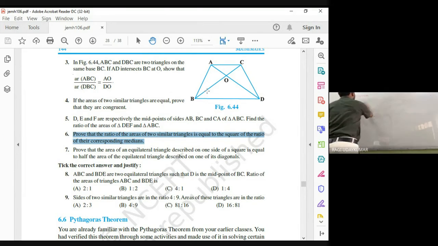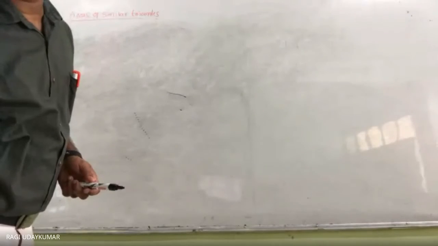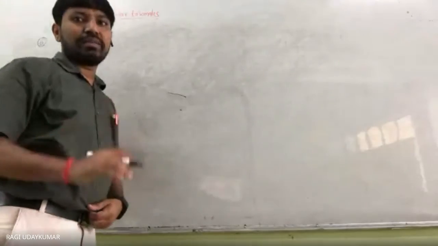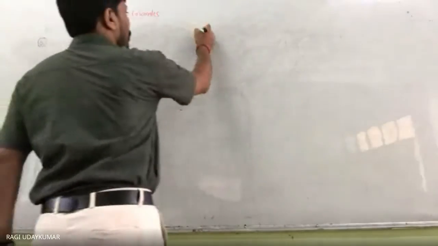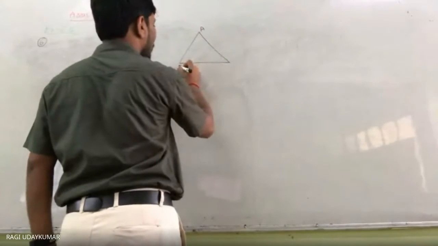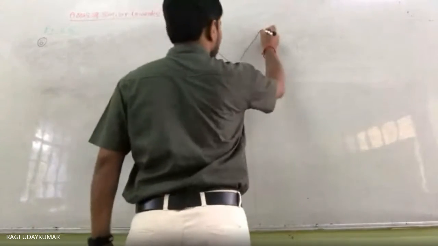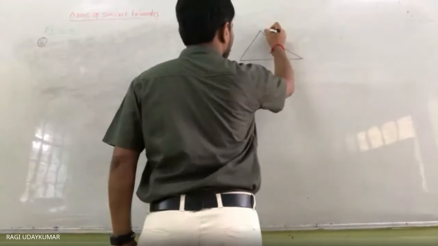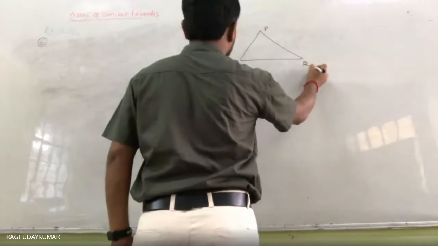two triangles it is given. Take the two triangles. Question number 6. समझ में आया? Area of the two similar triangles. Two triangles to be taken, and they should be similar. So let us take the triangle ABC, PQR.